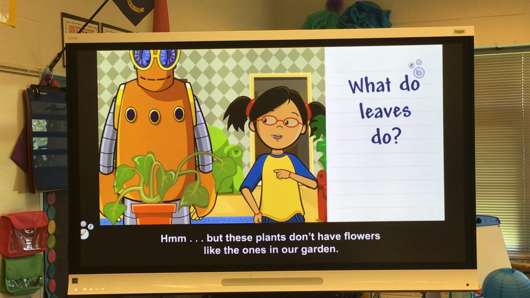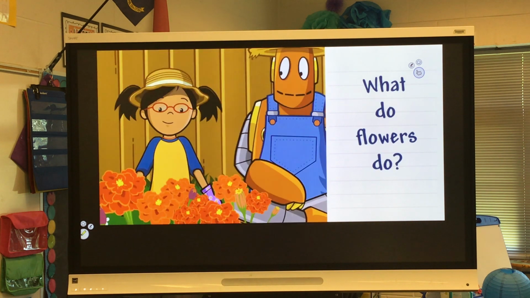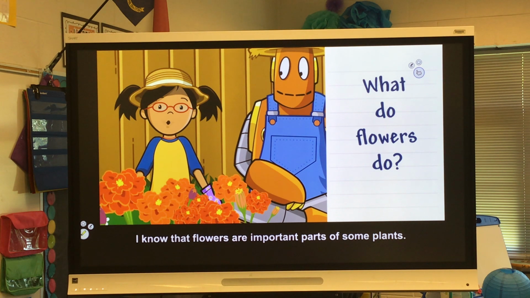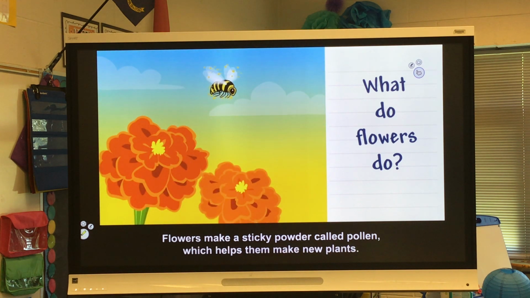But these plants don't have flowers like the ones in our garden. What do flowers do? I know that flowers are important parts of some plants. Flowers make a sticky powder called pollen, which helps them make new plants.